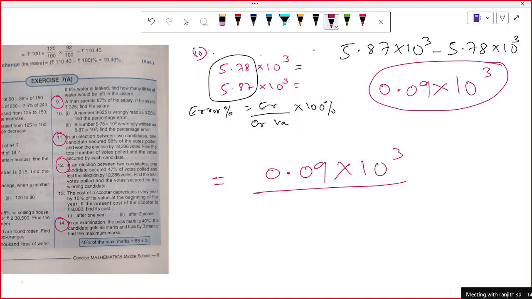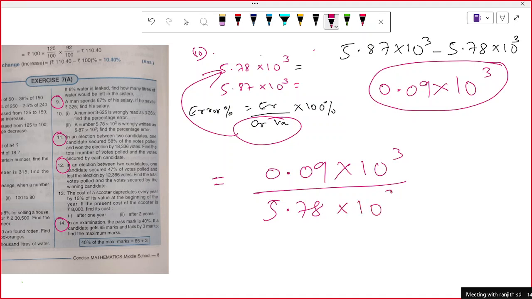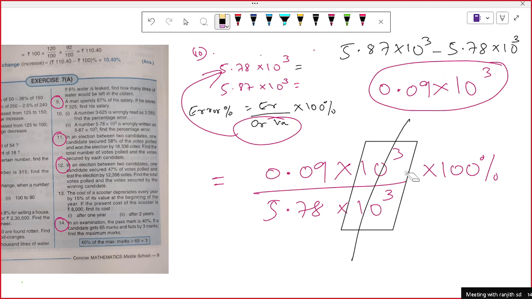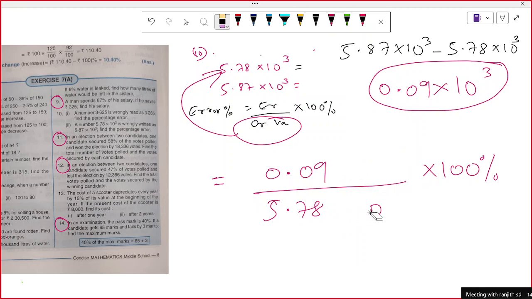What's the original value? 5.78, sir. Write the entire thing, 5.78 into 10 to the power of 3 into 100%. Which two can be cancelled? 10 to the power of 3, sir. These two are same, they can be cancelled. You can do it even in this way. You can keep 10 to the power of 3 as it is. If not, remove the decimal and you can do. For both, you get the same answer.